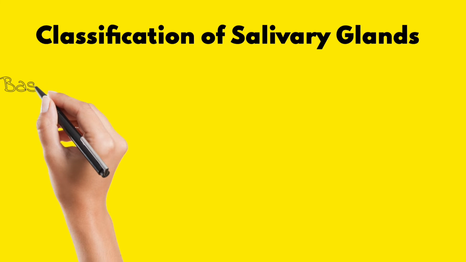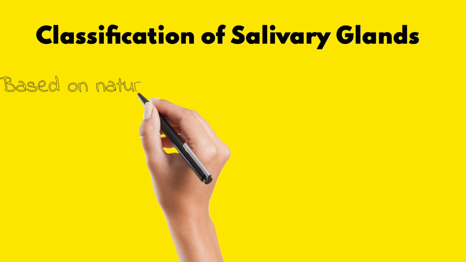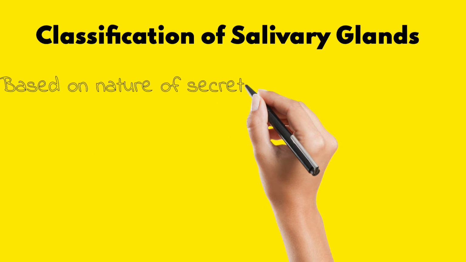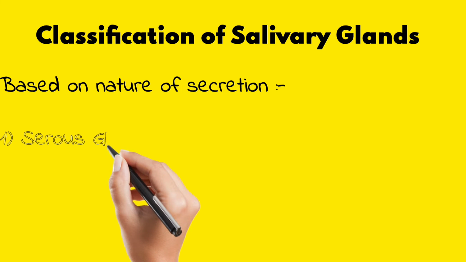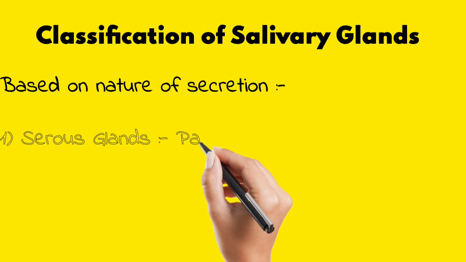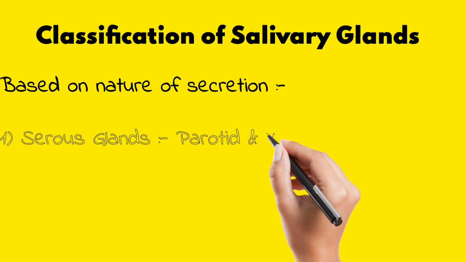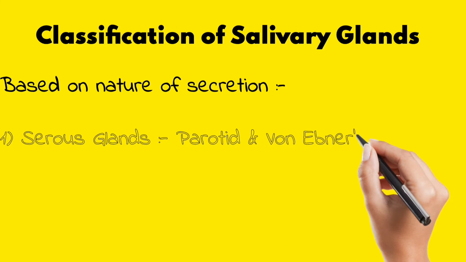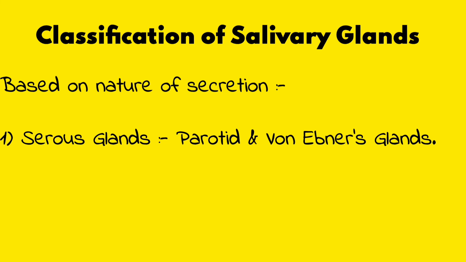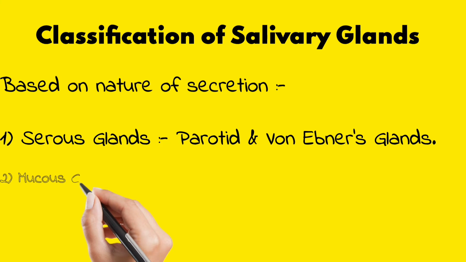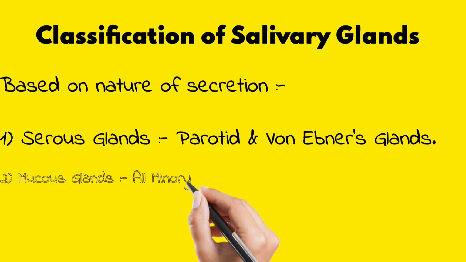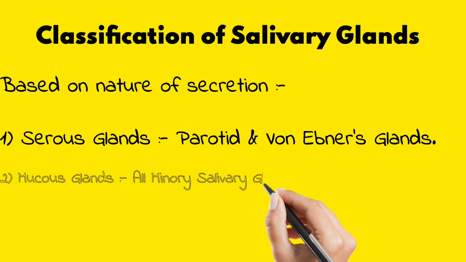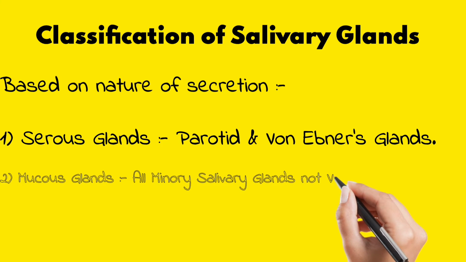So let's study a very important and very frequently asked topic in this chapter, that is the classification of salivary glands. On the basis of the nature of secretion, salivary glands are of three types: serous glands, mucous glands, and mixed glands. The serous glands are the parotid gland and von Ebner's gland. The mucous glands are all minor salivary glands except von Ebner's gland. And finally, the mixed glands are the submandibular gland and the sublingual gland.